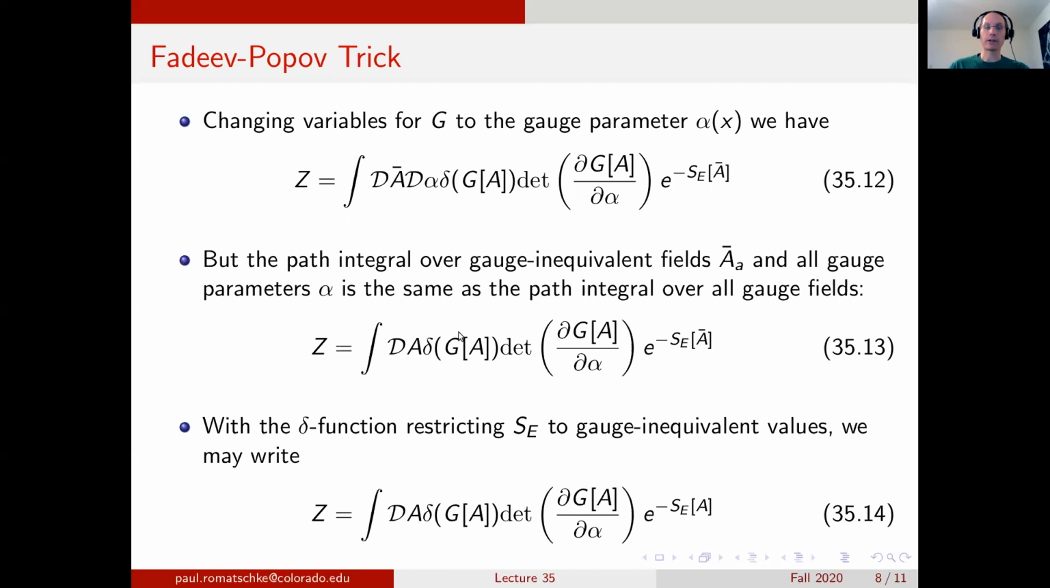Similarly, because the delta function of the gauge condition restricts the integration only to those values of A that are within a certain gauge that's specified by G, we can replace the action that is a function of only the gauge inequivalent gauge fields Ā with all A's, because the delta function will take care of restricting the integration to only the gauge inequivalent ones.